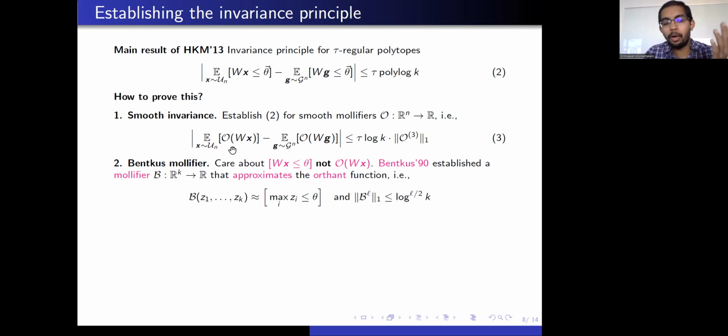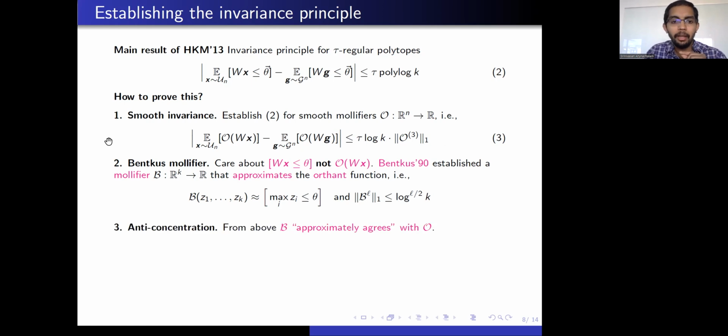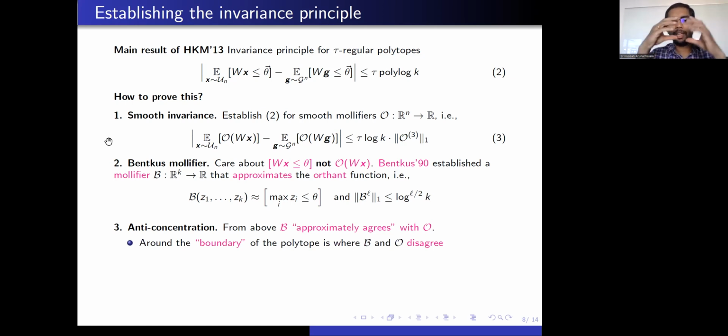And we know morally that B is actually a very close approximation to the Orton function. So we're almost very close to being done. There's still one recipe that's remaining, and that's anti-concentration. If you want to go from the Benkus modifier to the Orton function, we know that B closely approximates the Orton function, not exactly. Around the boundary of the polytope is where B and O disagree the most. In the interior of the polytope, B and O agree pretty well, and around the boundary, they have pretty strong disagreement.